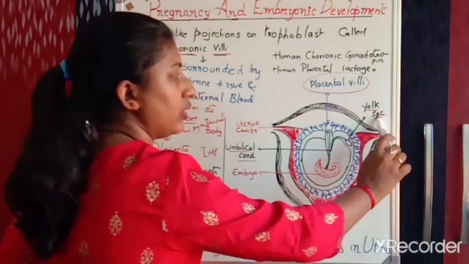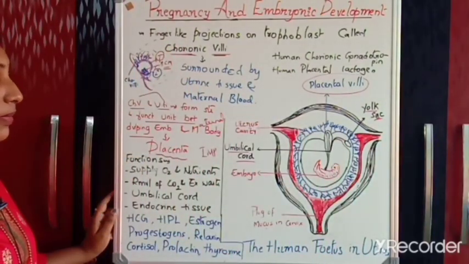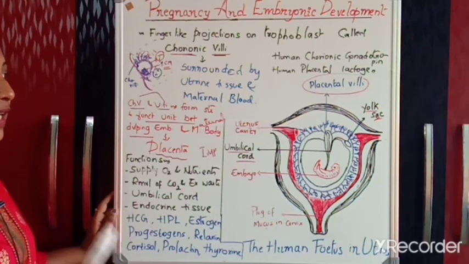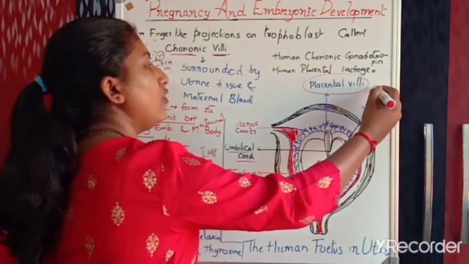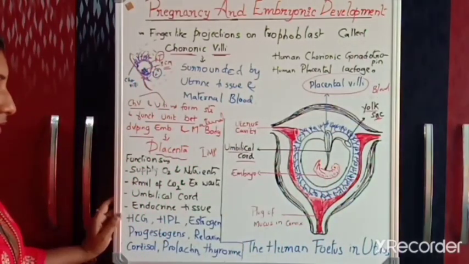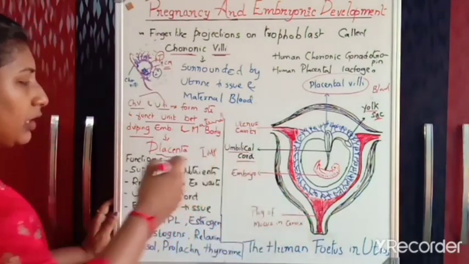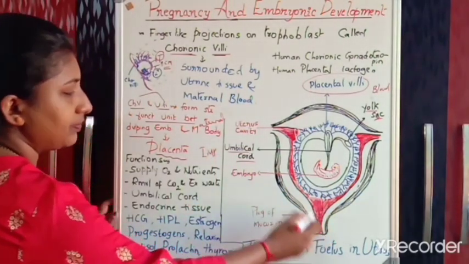Yolk sac, it is not given in your NCERT, but initially during embryonic development, the yolk sac helps in hematopoiesis, which means the formation of blood. So this is the plug of mucus in the cervix. Okay, this is the birth canal.